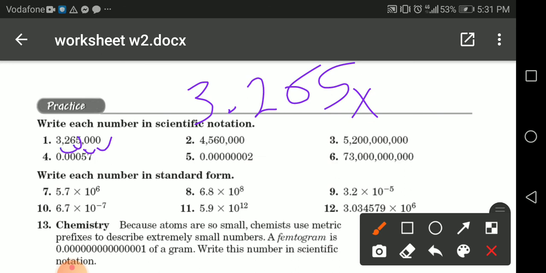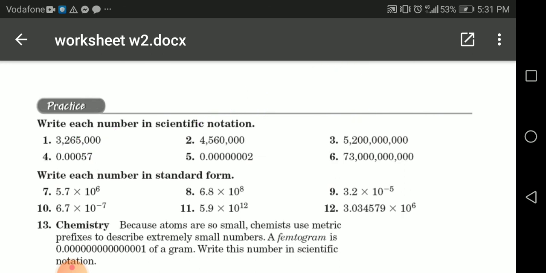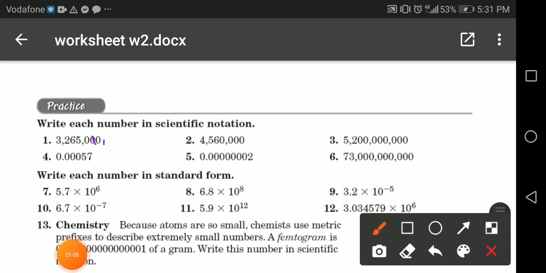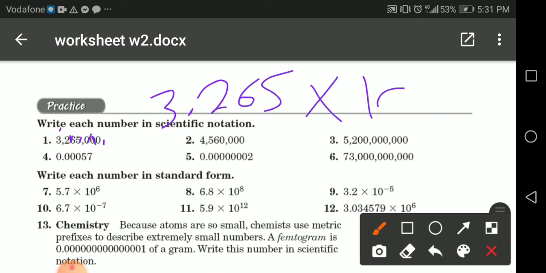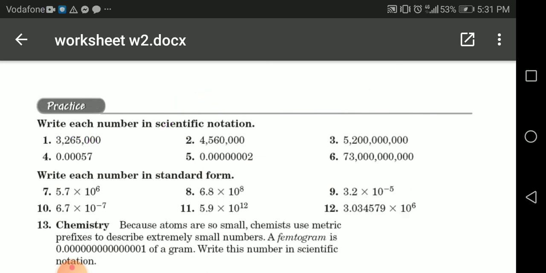I want to count with you again. 1, 2, 3, 4, 5, 6. Again, guys. 1, 2, 3, 4, 5, 6, and I put here the dot, so it will be 3.265 multiplied by 10 to the power 6, to the 6th power.